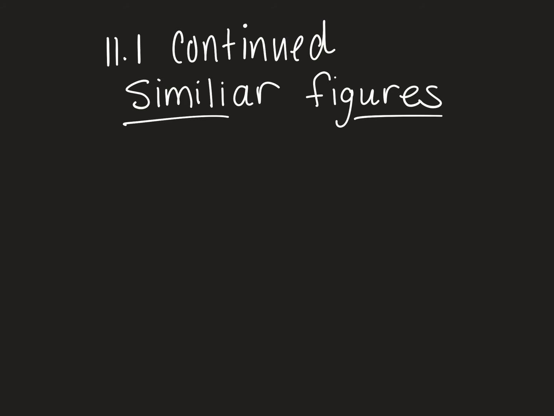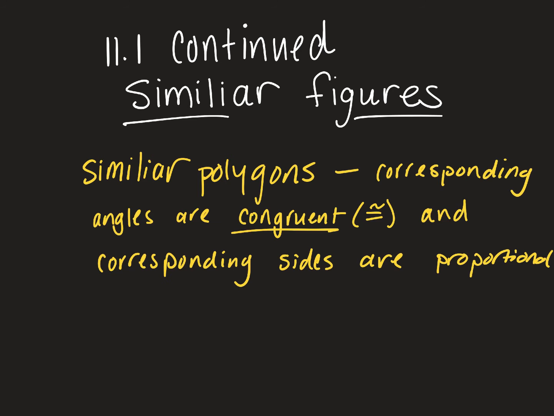All right, so in this video, we're going to finish up 11.1 and take what we learned about proportions and apply that to polygons. So the first thing I want to talk about is a similar polygon. Similar polygons are polygons that the corresponding angles are congruent and the corresponding side lengths are proportional to one another. So since these side lengths are proportional, we can use what we learned about proportions in our last video to solve for missing sides of these polygons.